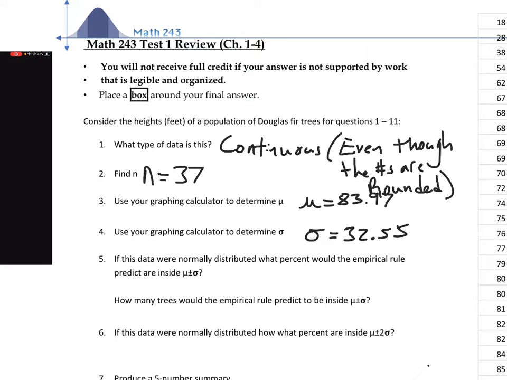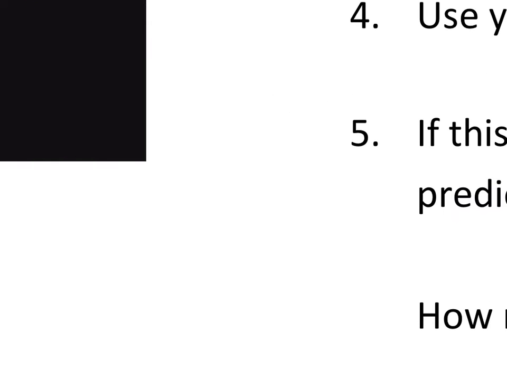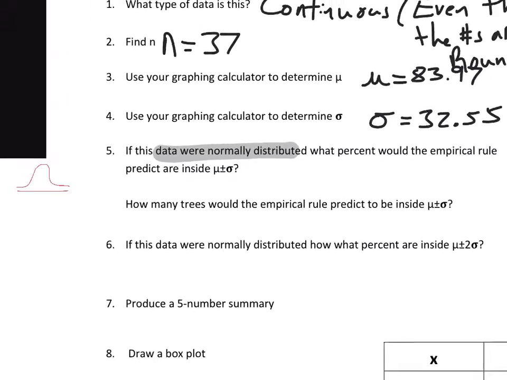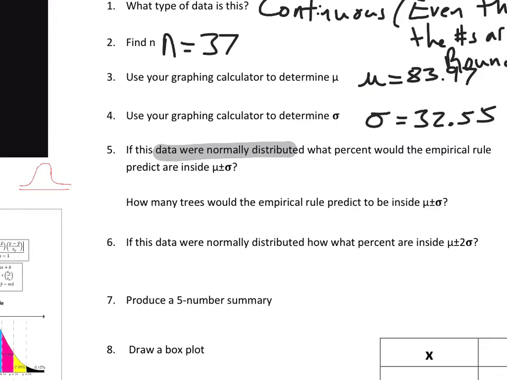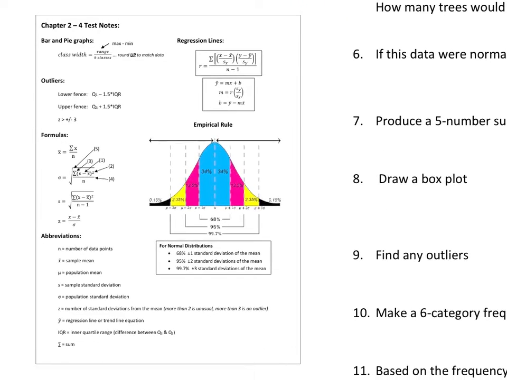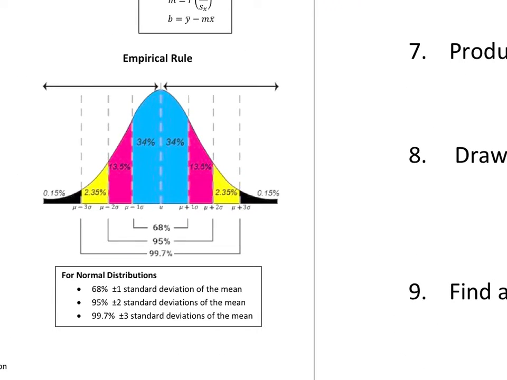Now let's use some things we know about this. So we're saying if the data was normally distributed. Notice what that "if" means: we're going to be picturing our bar graph or our bell curve, right? Normal distribution gives us a symmetric bell curve, something like that. And we'll be using our empirical rule for answering these questions. Let's look here. We got a copy of our test notes. Make sure you have that printed out. We're going to be looking at this empirical rule part right here.